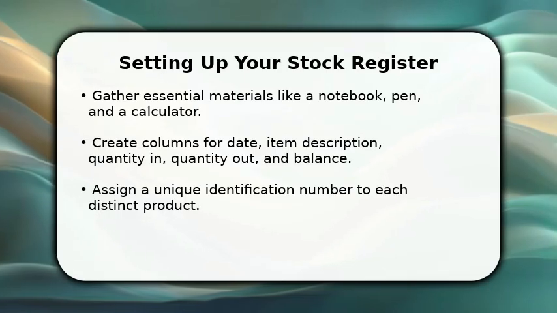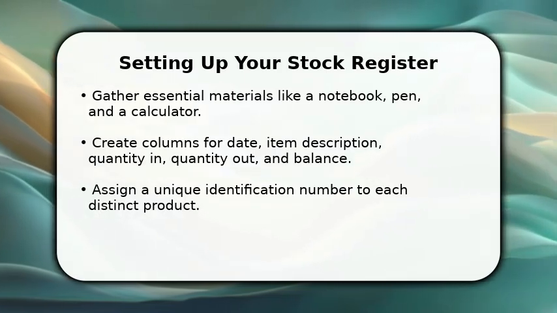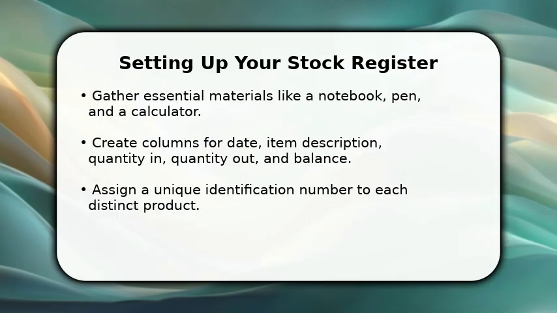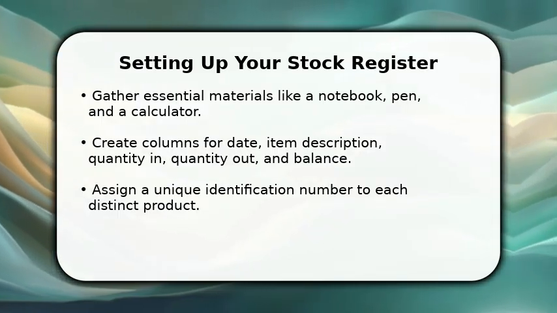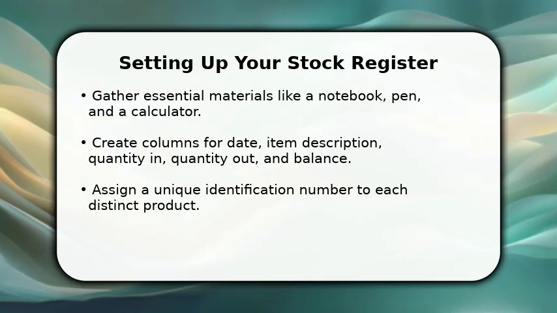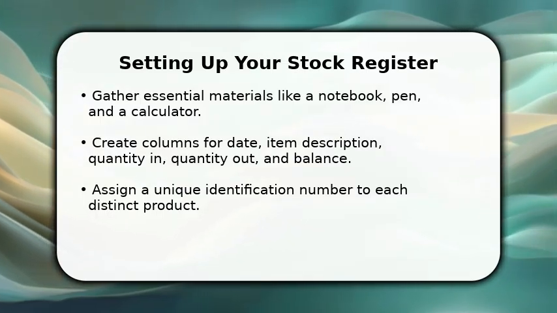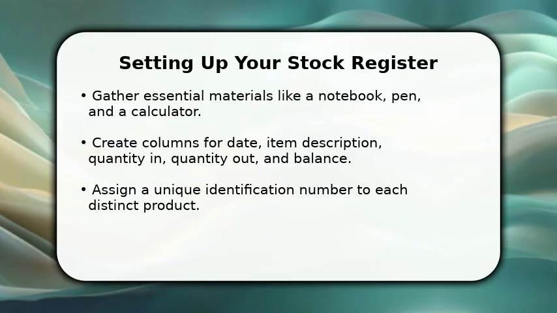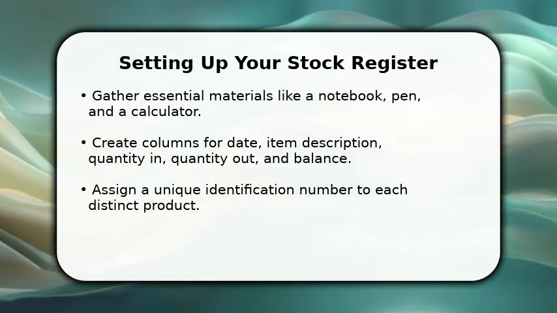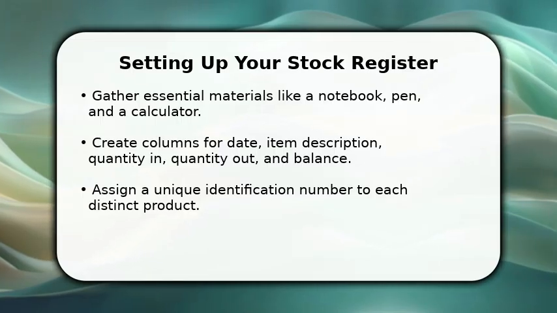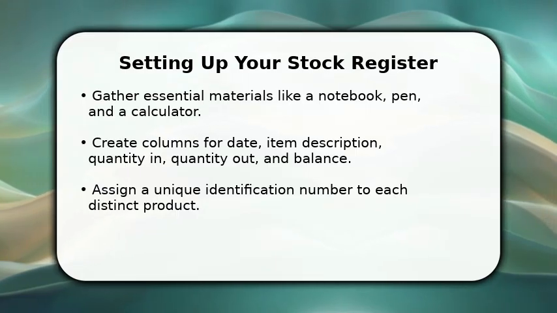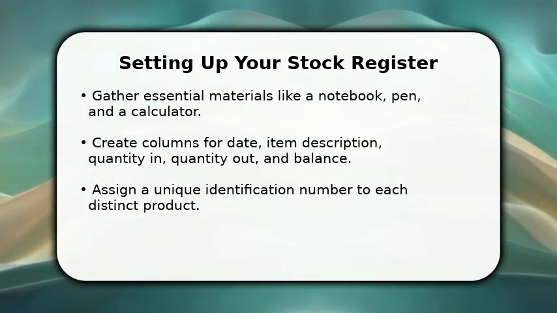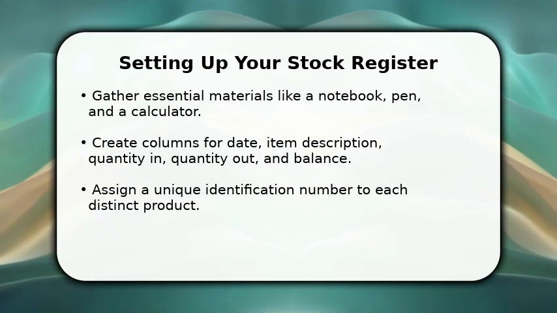Enjoy the video. In this video, I will explain how to make a stock register manually. First, gather your essential materials such as a sturdy notebook, a reliable pen, and a calculator for quick computations. Next, set up your register by drawing clear columns for the date, a detailed item description, quantity in, quantity out, and the current balance. Remember to assign a unique identification number to each distinct product you track for easy reference.